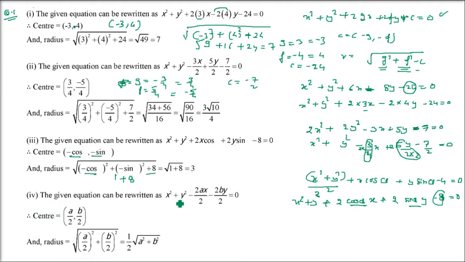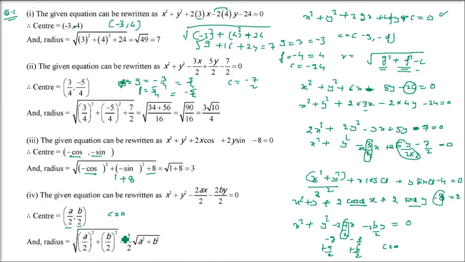Now coming to the fourth part, x square plus y square minus ax minus by. If you see here, there is no constant term. So just divide both sides by 2, multiply by 2 and divide by 2. We need 2 here, so f will become minus a by 2, g will become minus b by 2. C is 0 here. So what do you get here? A by 2 and b by 2, because minus g and minus f we have found out. So c is already 0, there is no constant term.